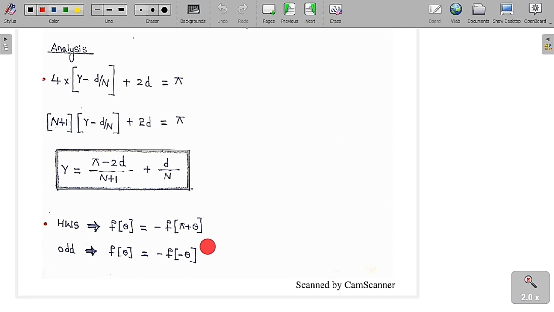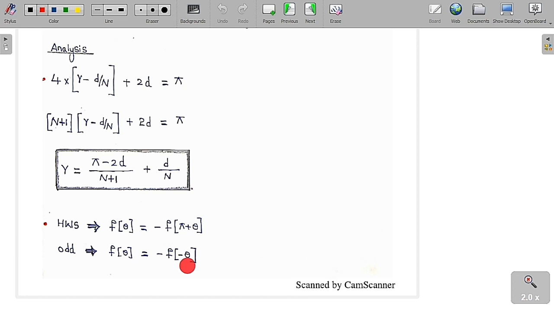So if f of theta is equal to minus of f of pi plus theta, simply I can say that whether you delay or advance by pi, and you take the negative of that, if you get the same signal, that is called half-wave symmetry. Odd signal means f of minus theta is equal to minus of f of theta. Then we say that the signal is said to be an odd signal.